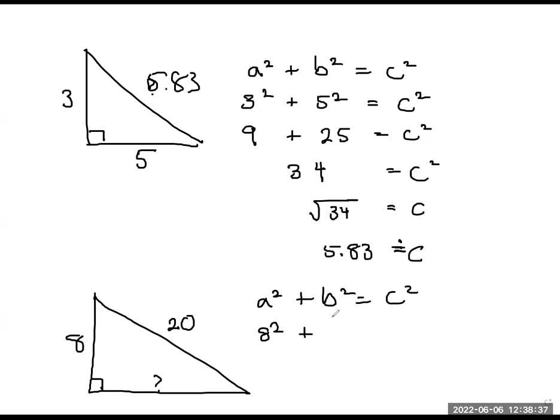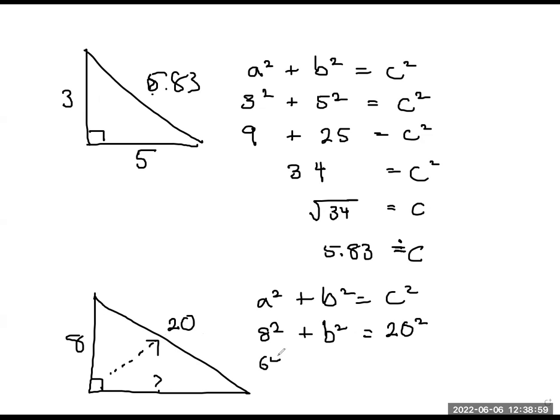Here's what I wanted to do this example for. C is always going to be the longest side. In fact, do we know the length of B? No. So we're going to leave that alone. C must be that longest side that is opposite of the 90 degrees. So this 20 is actually here.